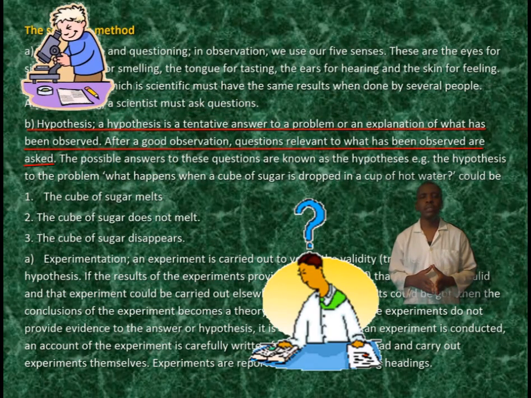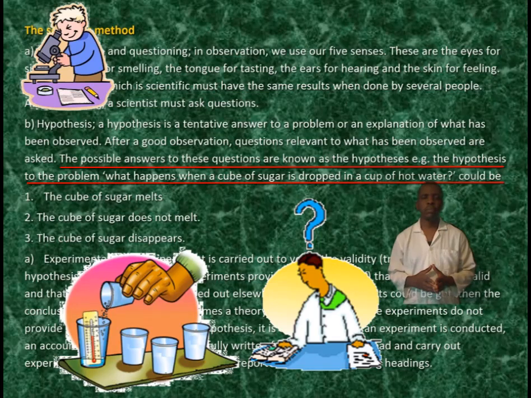B. Hypothesis. A hypothesis is a tentative answer to a problem or an explanation of what has been observed. After a good observation, questions relevant to what has been observed are asked. The possible answers to these questions are known as the hypothesis.